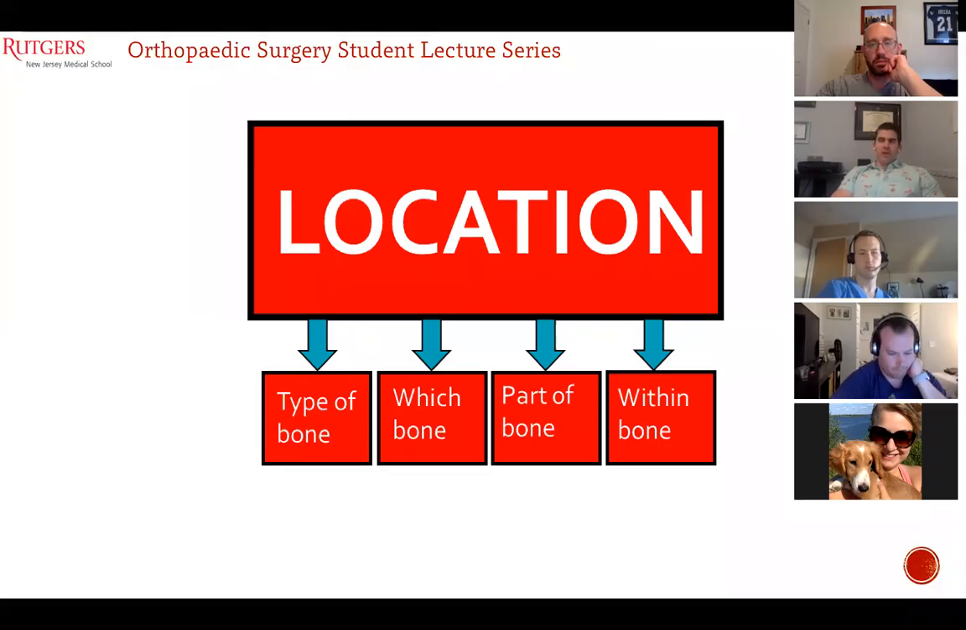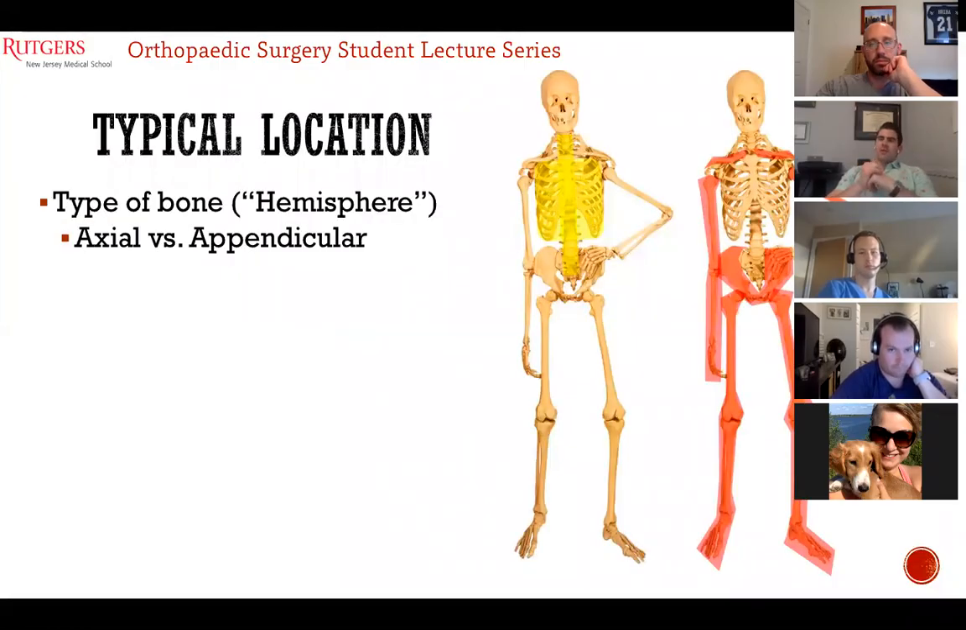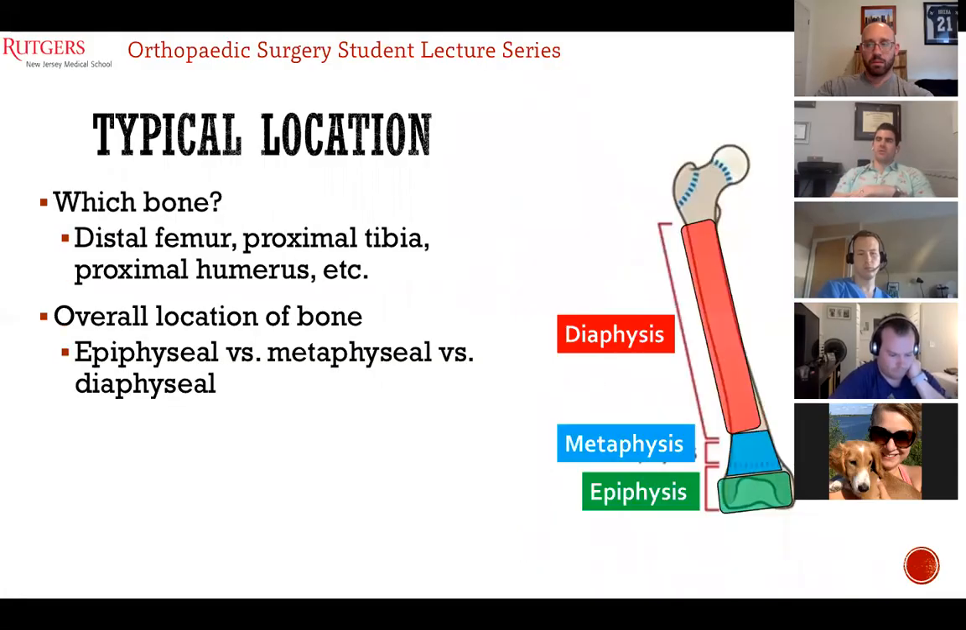Let's talk about location. We're going to spend a little bit more time on this. So we talk about the type of bone, right? So an axial skeleton, highlighted in yellow, versus your appendicular skeleton. Appendicular skeleton includes your upper and lower extremities, portions of your shoulder and pelvic girdle, and clavicle. And so, we'll start to break down a little bit today what lesions occur where and how that factors into your diagnosis. So, which bone?